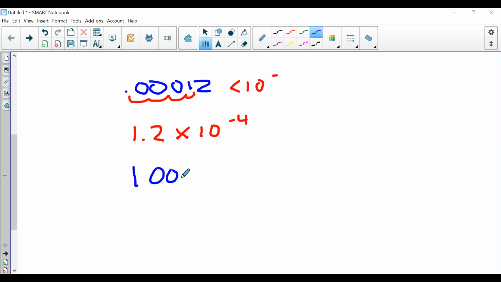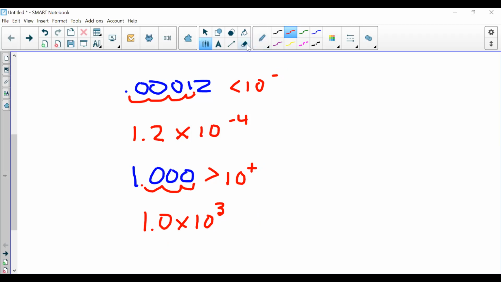So we've got 1, 0, 0, 0. First, what's our coefficient? 1, exactly. That's between 1 and 10. So I'm going to have 1. You can have 1.0 if you'd like, or just 1. And then that's going to be times 10 raised to something. Is this number greater than or less than 10? Greater than 10, that tells me positive exponent. Now, how many jumps? 1, 2, 3. And that tells me positive 3. So 1 times 10 to the 3rd is 1,000.